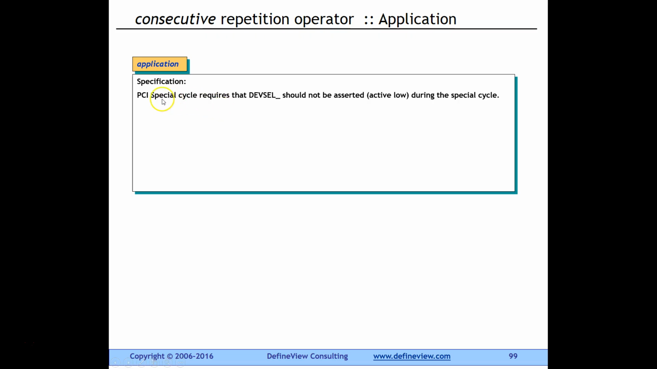Here the spec says that PCI has many different cycles: read, write, IO read, IO write, config read, config write. It also has a cycle called special cycle. During the special cycle, device select should not be asserted, meaning it should not go active low during the special cycle. And this is the spec. Now we are supposed to design an assertion.